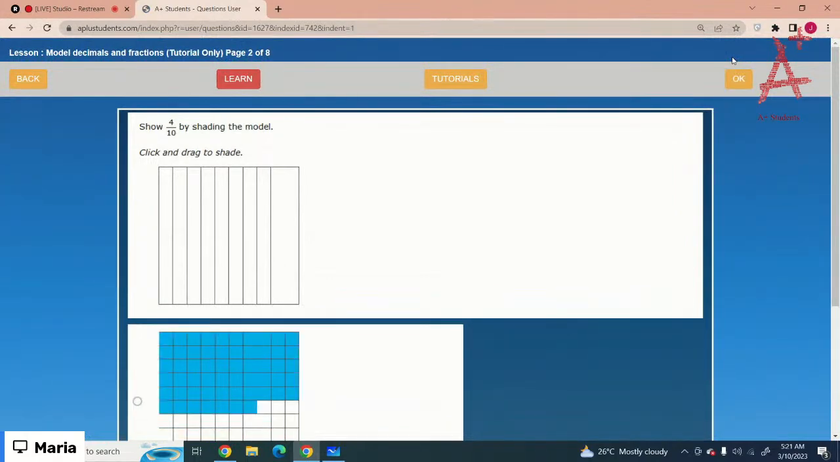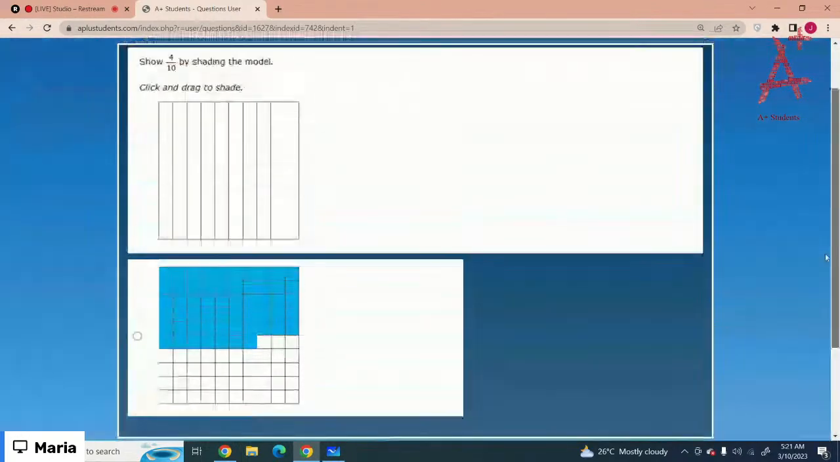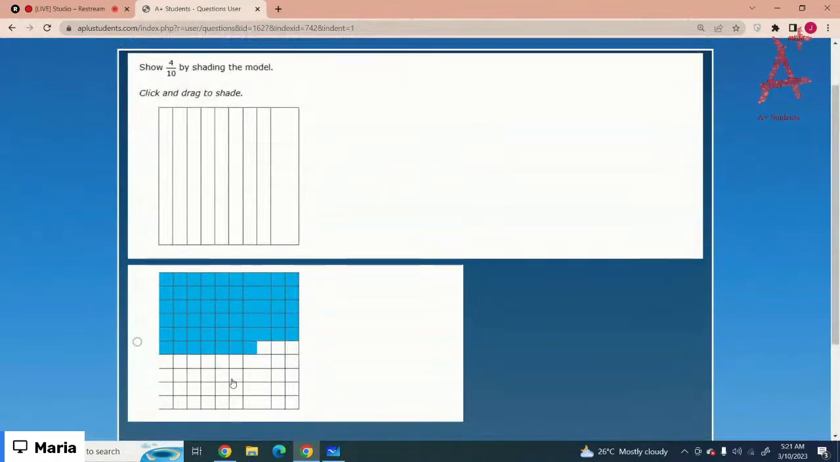Okay. Show 4 by 10 by shading the model. So which is the correct option? You are not given the other option. This one is not correct. 4 by 10 means the total portions are 10: 1, 2, 3, 4, 5, 6, 7, 8, 9, 10. And out of the 10, just 4 are colored. Got it? This is not the correct option.